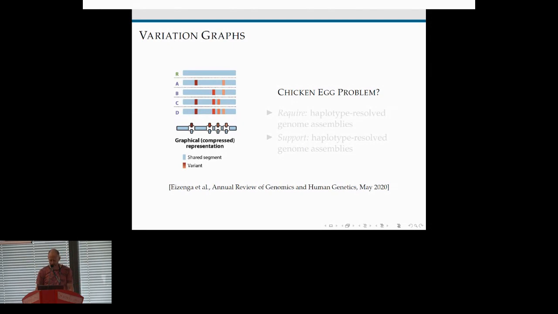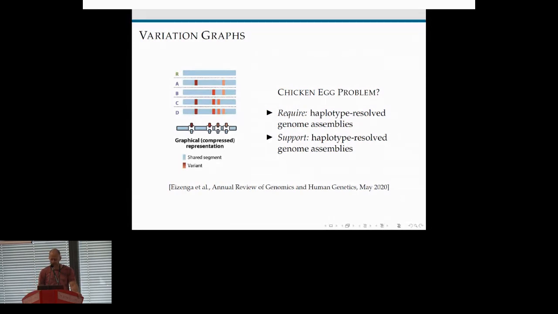So the chicken-egg problem is, if you would like to construct a graph, you need clean haplotype-resolved genomes. On the other hand, the graph supports the construction of clean haplotype-resolved genome assemblies a lot. If you understand the population, it's a lot easier to understand the individual members.